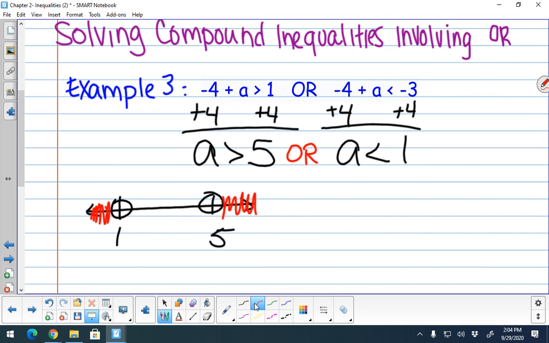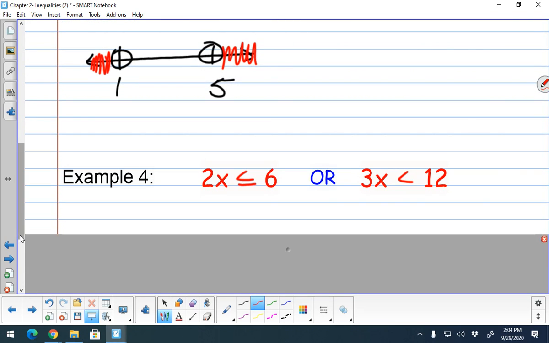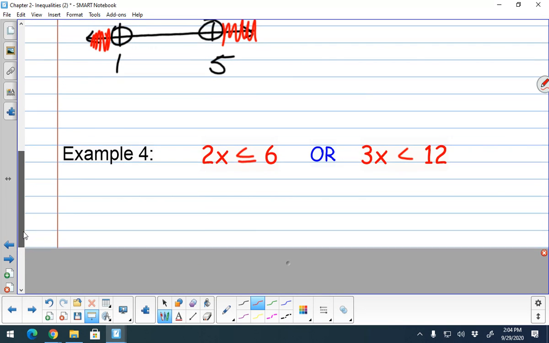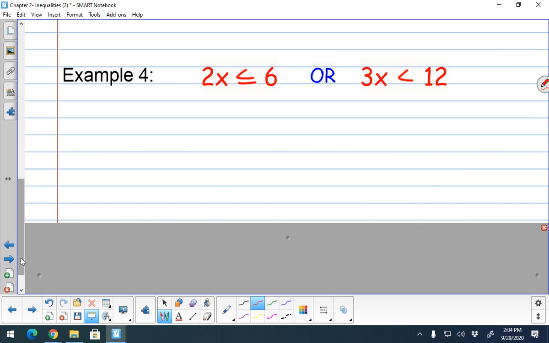Do another one? Practice makes perfect. All right, so in this scenario, 2x is less than or equal to 6, or 3x is less than 12. So I need a value that will satisfy one or the other.